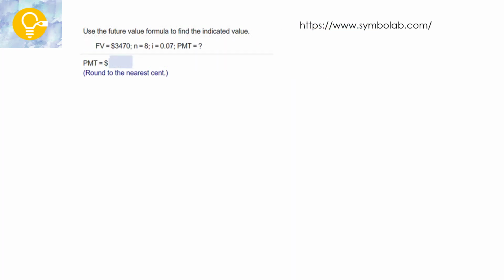Here's another one for you to try. Pause the video, do it. I'm going to use Symbolab to calculate, and then press play to check.